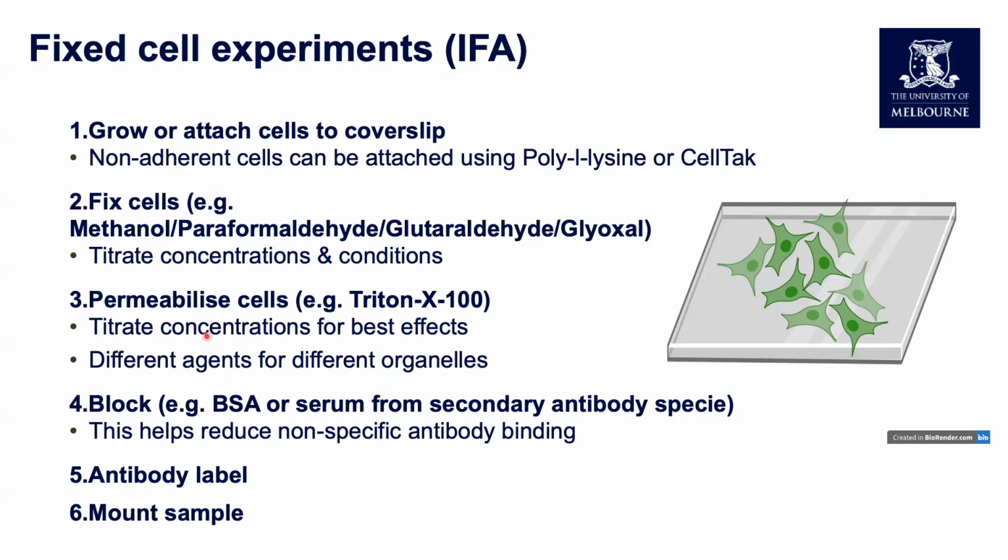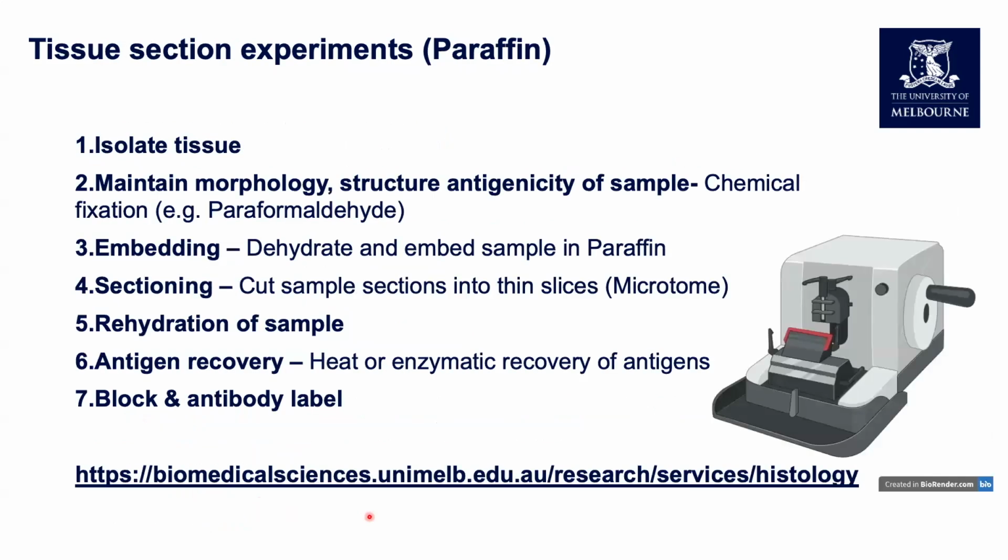Once you've punched the holes in the outside of the cell, that will allow you to get your antibodies in and bind to your protein of interest. But in order to do that, you're probably going to want to block non-specific binding. One of the things you can do here is use bovine serum albumin, BSA, or use the serum from the secondary antibody species. As I say, this helps reduce your non-specific antibody binding. Once you've blocked, you can go in and label, and then finally mount your samples as well. So that's for a cell-based assay.